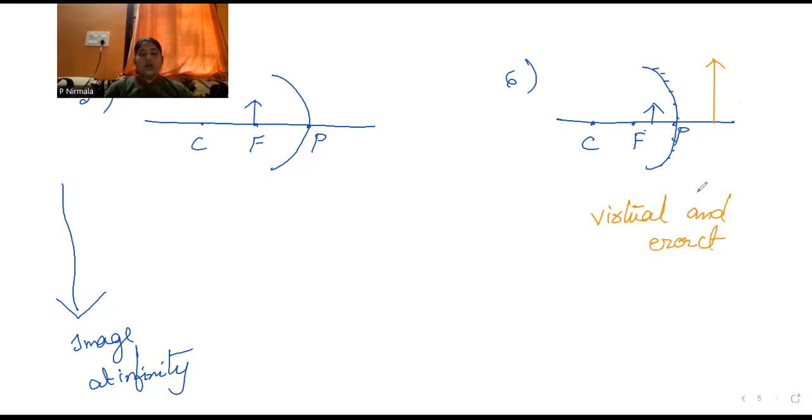In the rest of the five cases it is real and inverted, and the image is forming on the same side as the object. Only in the last case is the image forming on the other side of the object. These are the six cases. Okay, fine. Now look at the convex mirror.